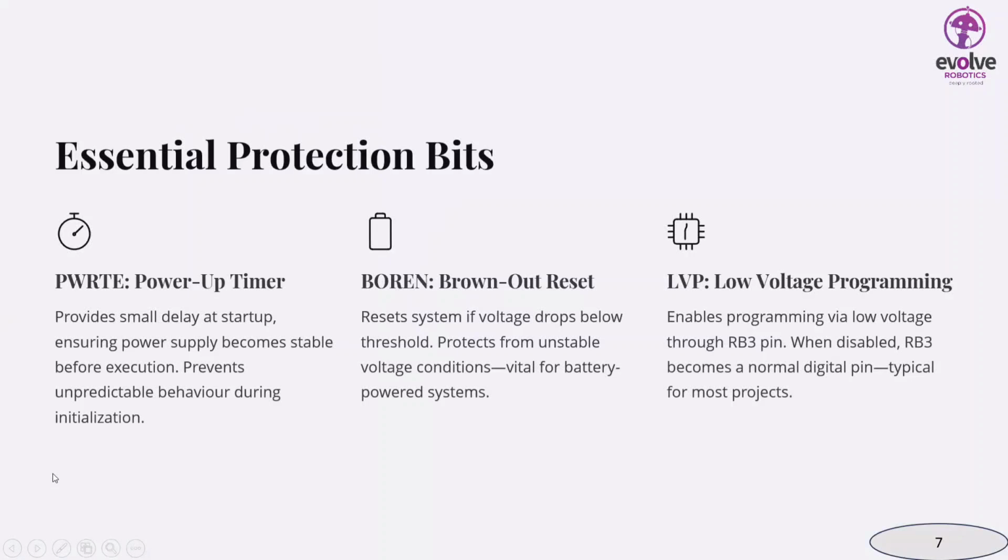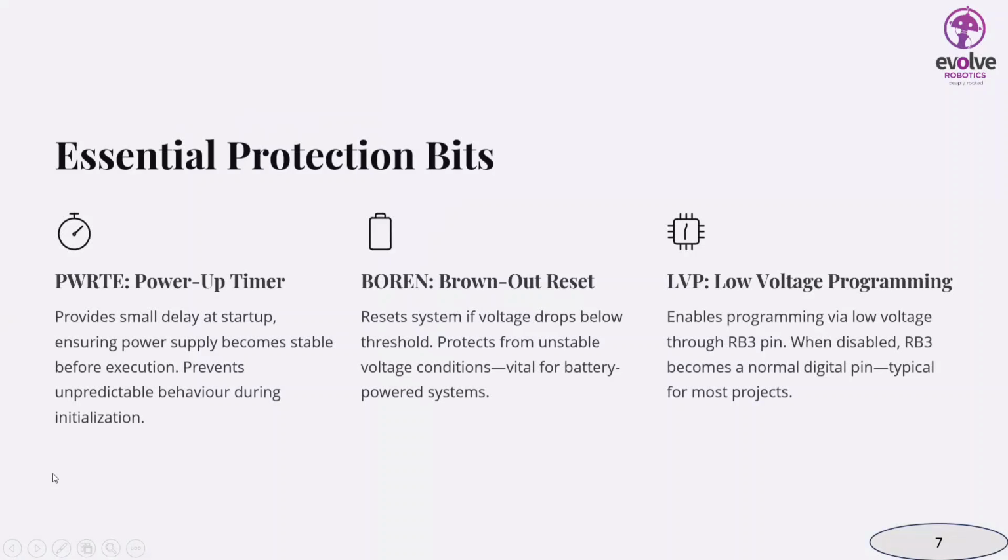Next one is BOREN, or brown out reset. BOREN stands for brown out reset. When it is enabled, the system resets if the voltage drops below a certain level. This protects the microcontroller from unstable voltage conditions. It is very important in battery powered systems.